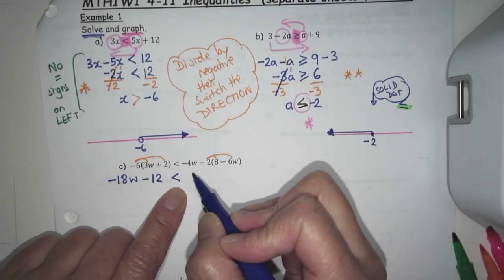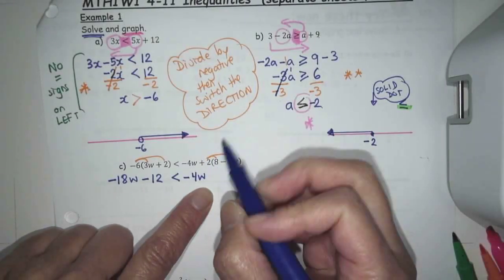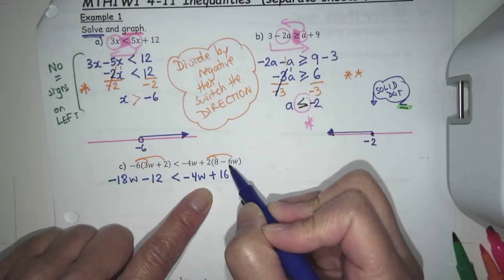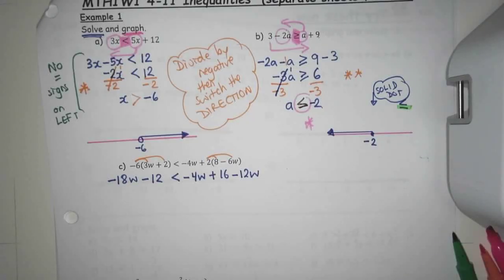Okay. Then this, the positive 2 gets distributed. The negative 4W stays where it is. 2 of these, so it'll be 16. Positive 2 times that, so negative 12W. A distributive property.